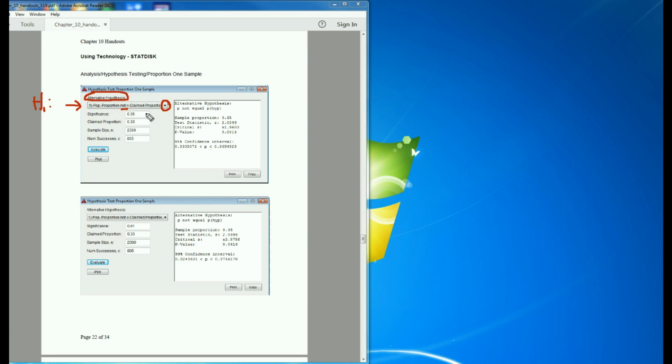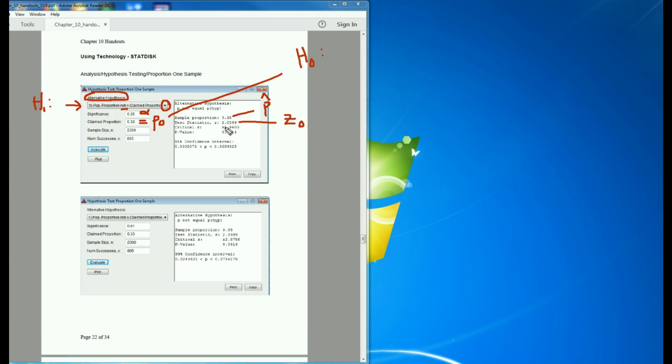Then you put in your alpha, your significance level. You put in your claimed proportion, what you think it is. This is your P0 that corresponds to the number in your null hypothesis. Put in your sample size N and your number of successes, and hit evaluate. It will calculate the sample proportion P hat for you, and your test statistic, that is your Z0.